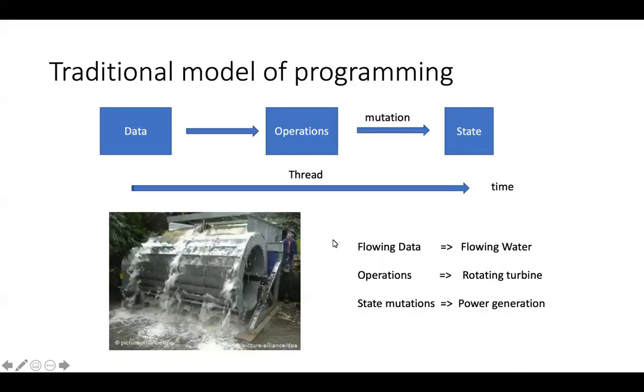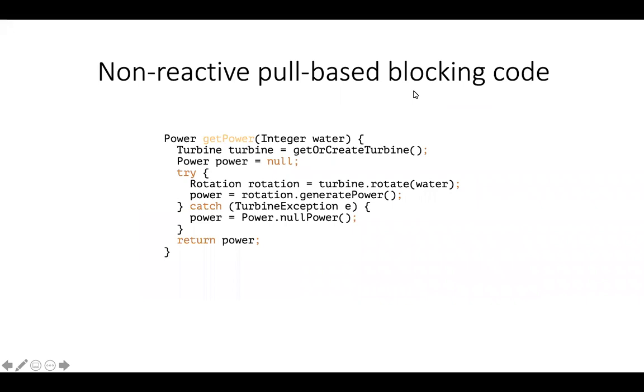So this is the traditional way, right? There's some data that's coming. We are doing some operations using the data, and that's causing state mutations. So this will be the code that would be running for this.